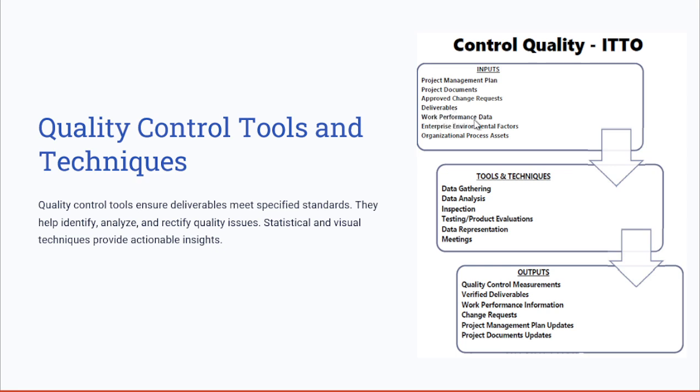We also cover the work performance data and these tools and techniques, including data gathering. We all know what that means: data analysis, inspection, testing or product evaluations, and data presentation or representation. And the outputs. Here we have the quality control measurements to measure the baseline of the quality, say the number of defects, the number of errors, the number of issues compared to the baseline, also the verified deliverables.